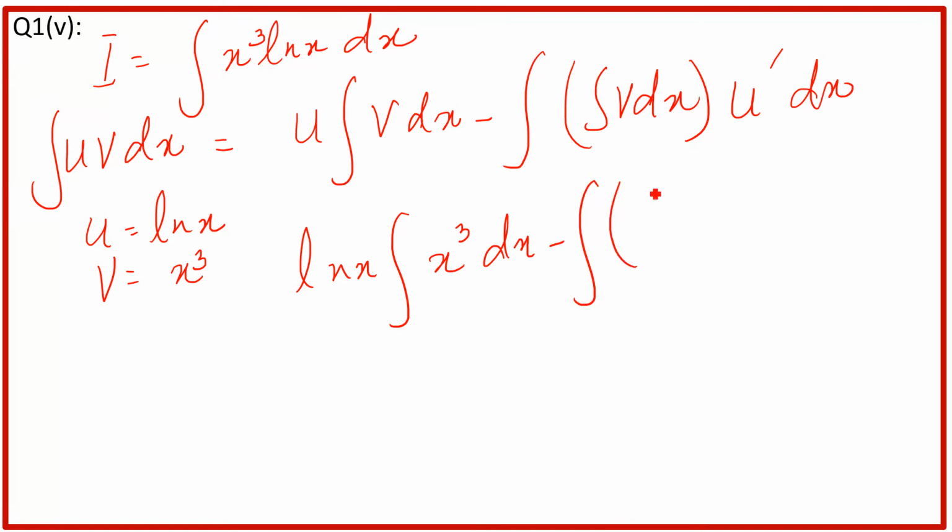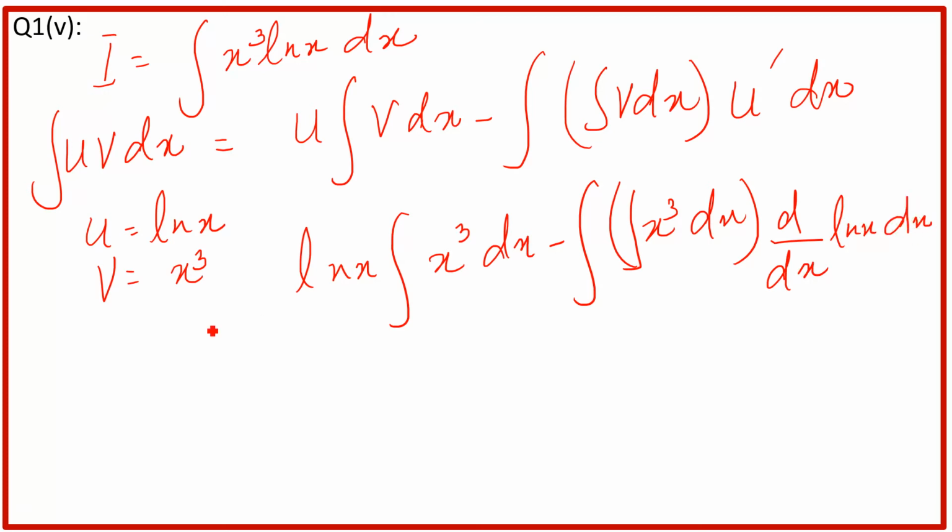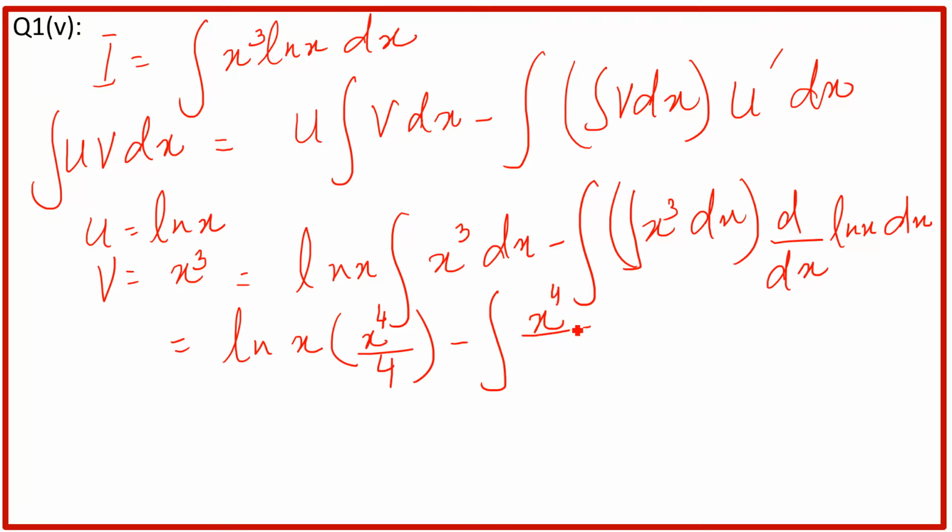Minus, and again here the integral of x cubed dx, then d by dx of natural log of x dx. So this natural log of x will remain the same. For this x cubed, the integral will be x to the power 4 divided by 4, because you have to add one to the power and divide by the new exponent. Minus the integral of the same thing, x raised to exponent 4 divided by 4 and then 1 by x. This is the derivative of natural log of x.